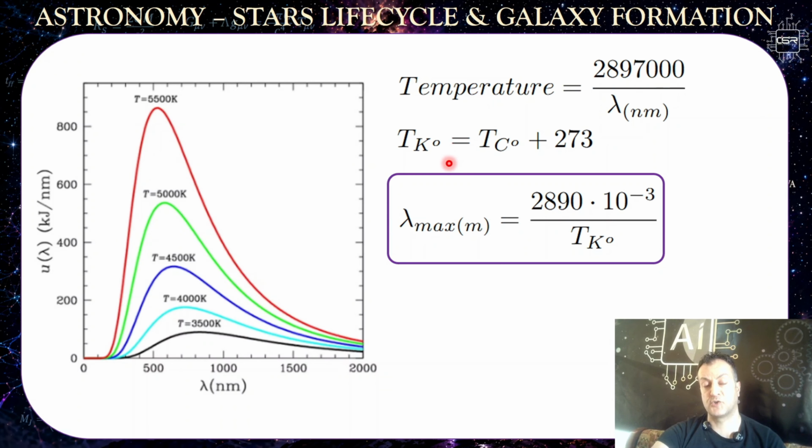T_K, temperature in Kelvin, is equal to temperature in Celsius plus 273, because here we're measuring in Kelvin. So lambda max in meters, the wavelength in meters, is given by 2,890 times 10 to the power of minus 3 divided by the temperature in Kelvin. So in other words, when you have the wavelengths, you can get the temperature of the star from it, which is very important. We get the brightness, and we already know the wavelengths from the color. From that, we can extract the temperature that is at play.